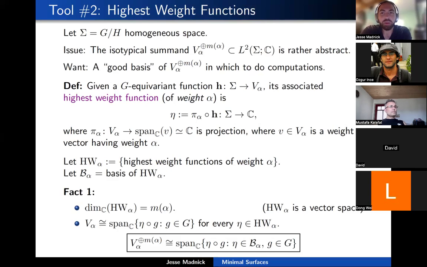This is, in my opinion, the most geometric part of the method. This is where you really need to use the geometry of your homogeneous space in a serious way. And this is where we use the embedding.